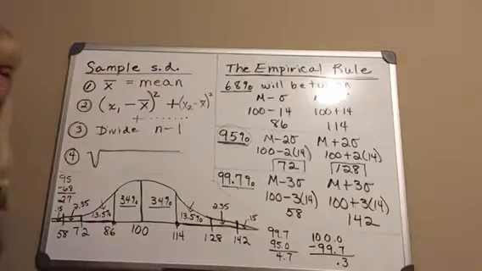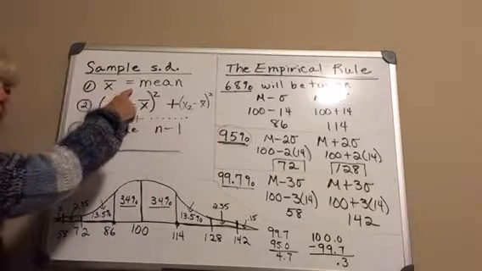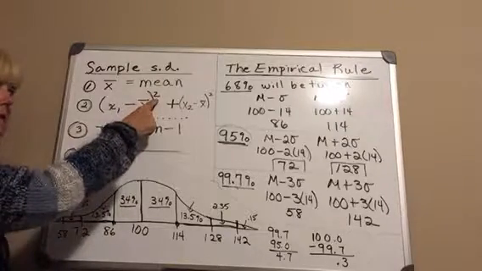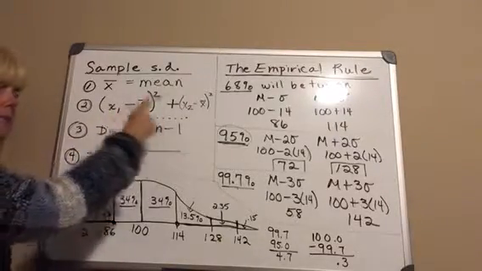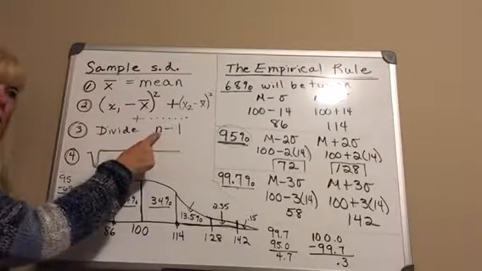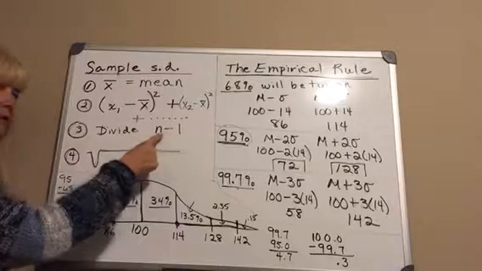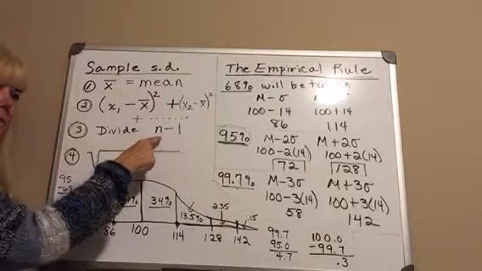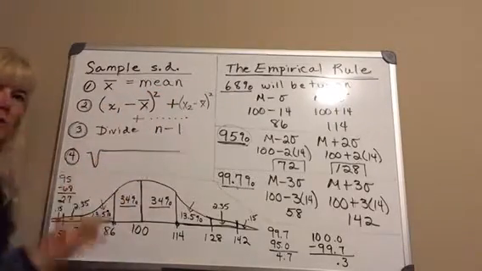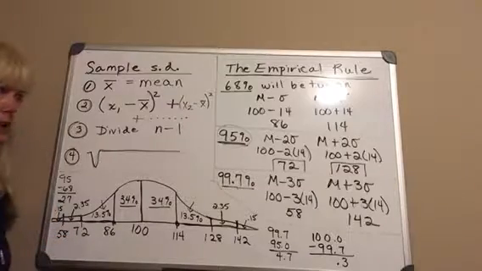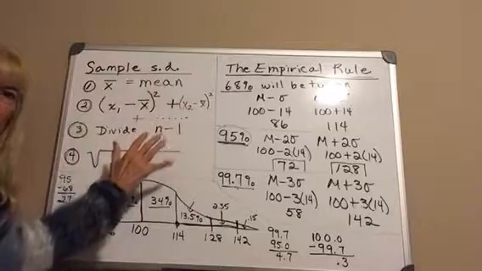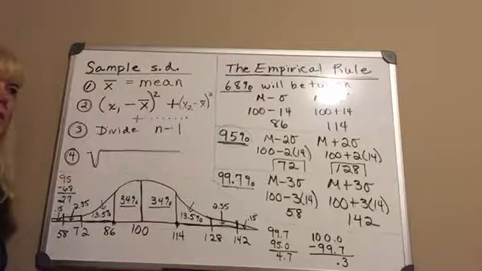So let's go through it again one more time. Find your average. Take each data point, subtract that average, and square it. After you've done them all, add them all up. Step 3, divide by the number of data points, take away 1. So if you have 50 data points, you'd be dividing by 49. Once you get that, you hit enter, take the square root of that answer, and that's going to be your sample standard deviation.